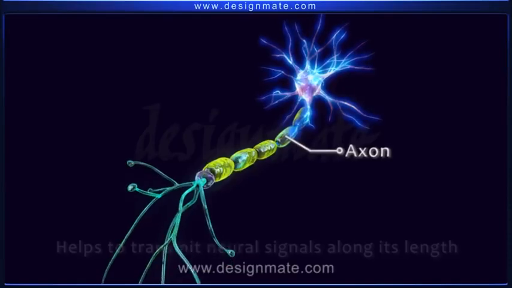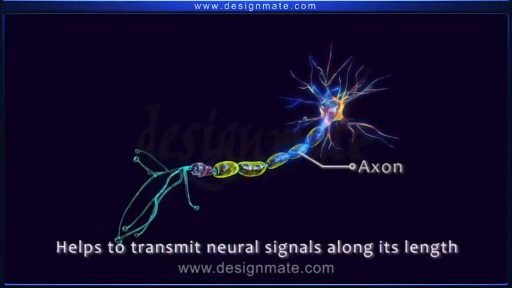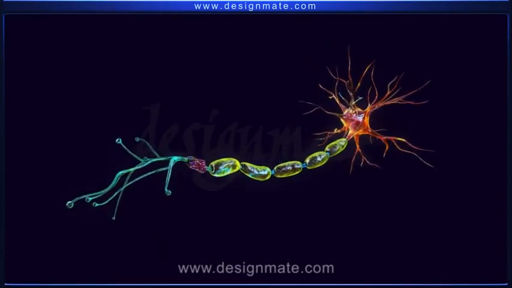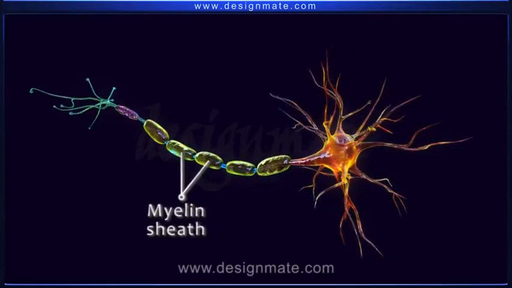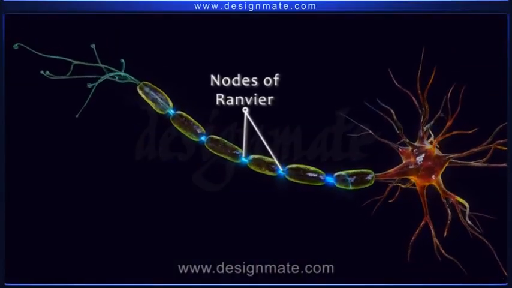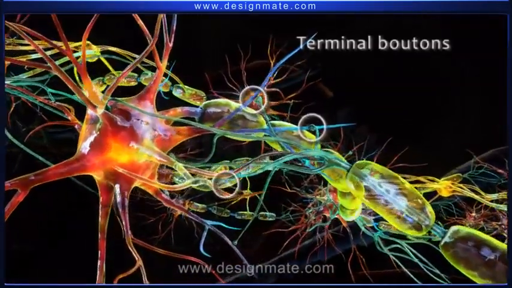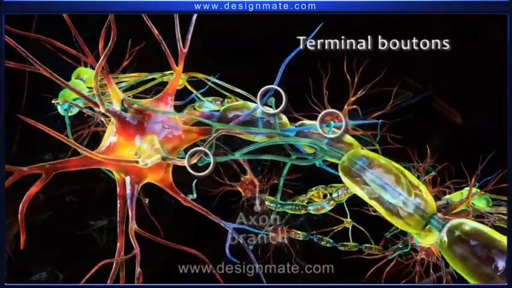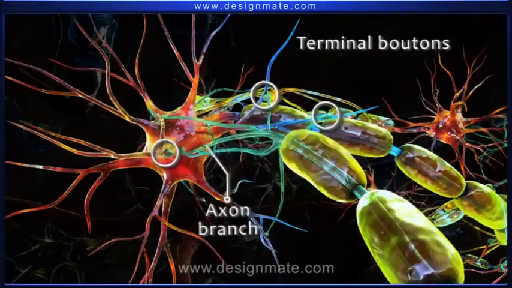The axon is long and helps to transmit neural signals along its length. It is covered intermittently by a fatty substance called the myelin sheath. There are gaps with no myelin sheath, and these gaps are known as the nodes of Ranvier. The terminal boutons are located at the end of the axon branches and are responsible for sending the signal to the other neurons.